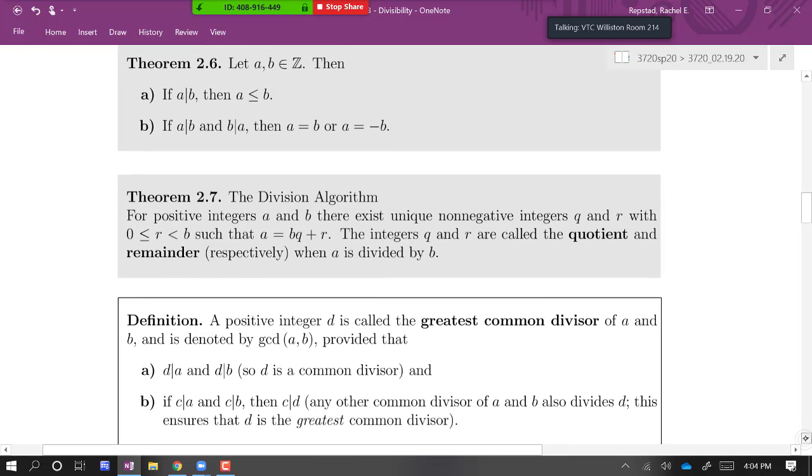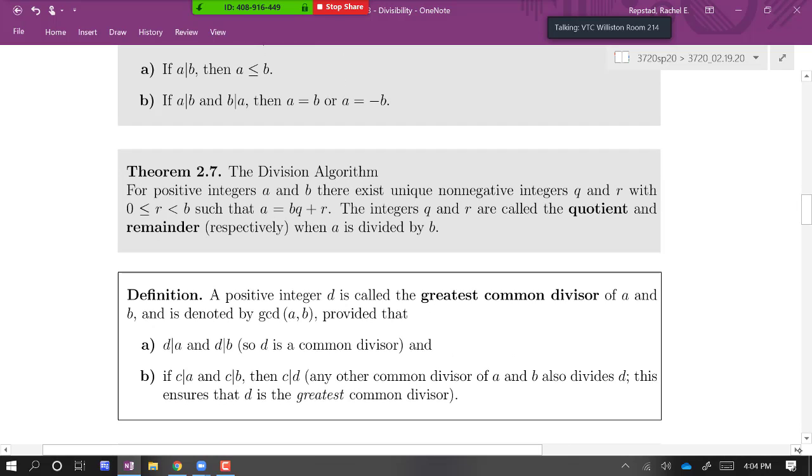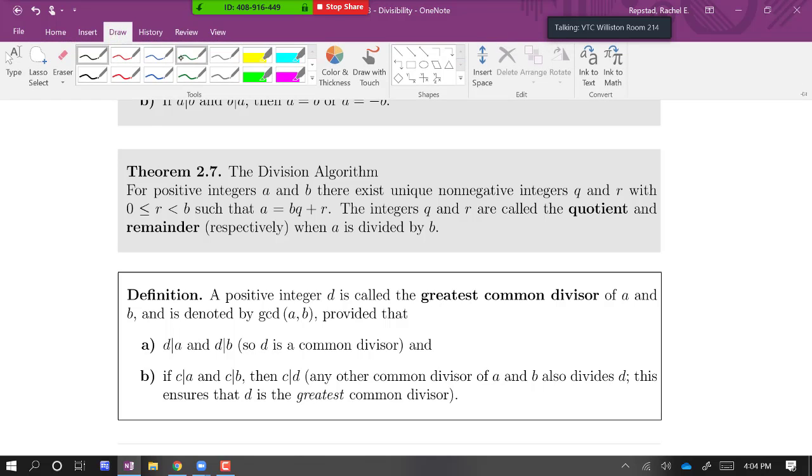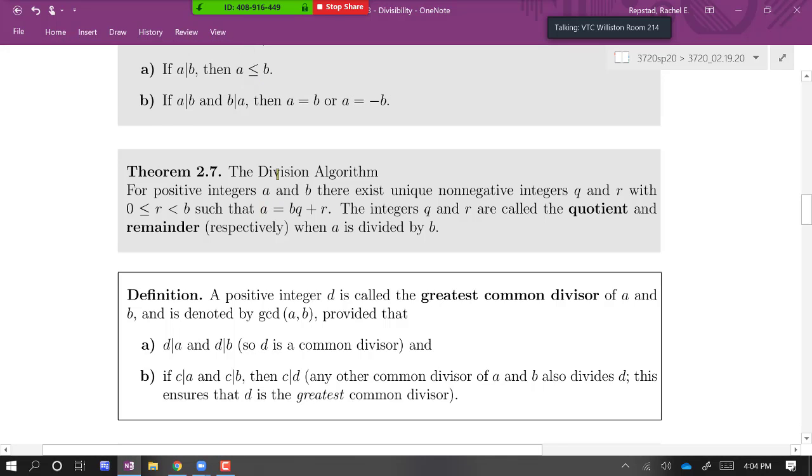The next theorem, the division algorithm. Basically, the division algorithm is just an existence theorem. It just says we can do division. If we have a couple of integers, we can divide them and get a quotient and remainder. That's all it says. And the way that we write that is by saying that, suppose our integers are A and B, then I can write A as B times Q plus R. In that equation, Q is the quotient and R is the remainder.